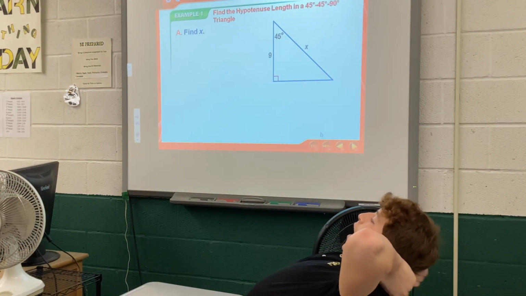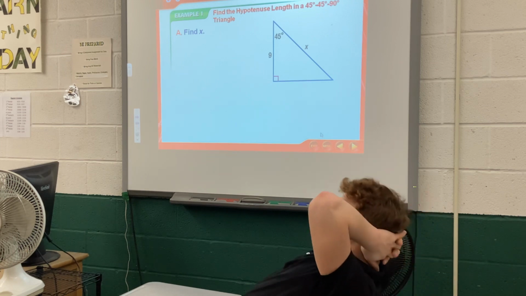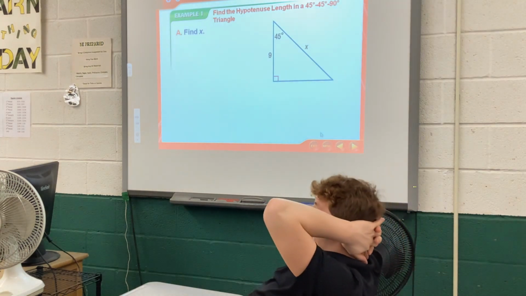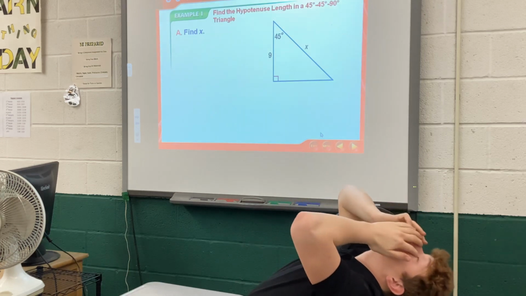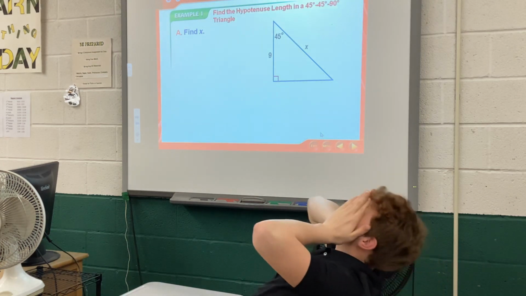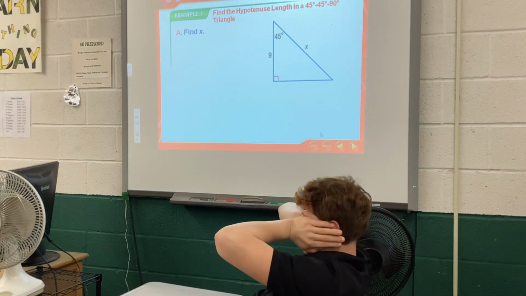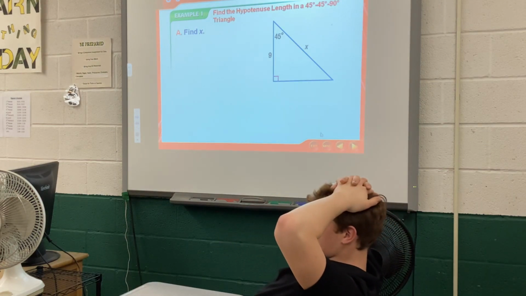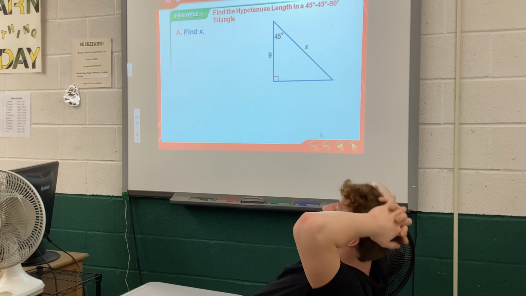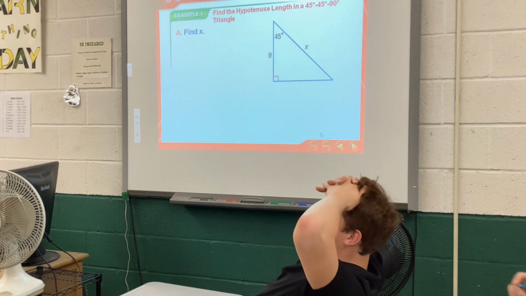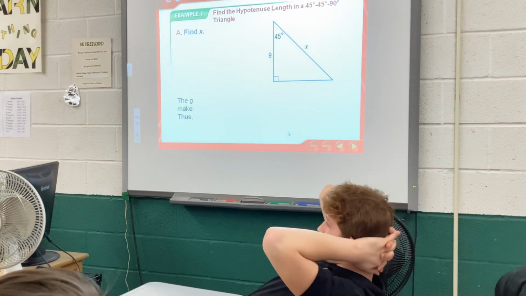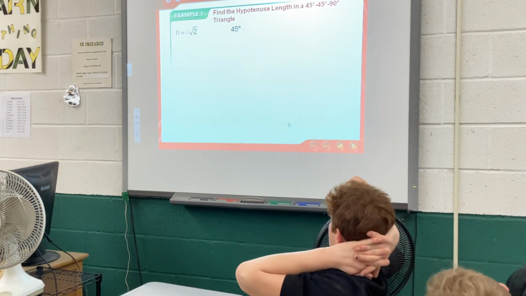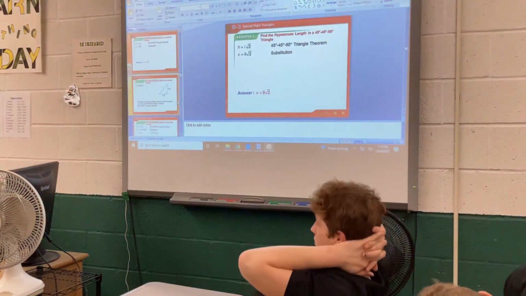So as long as you can take that and look at it and say, hey, that's the same thing as this. I know that it's 1, 1, square root of 2. I'm just taking 9 and multiplying by the square root of 2. That's my answer. That's it. X is on the square root of 2 side, the ratio of that side. Yes. So my answer is 9 square root of 2, and that's it. See how easy it is once you get the hang of it?